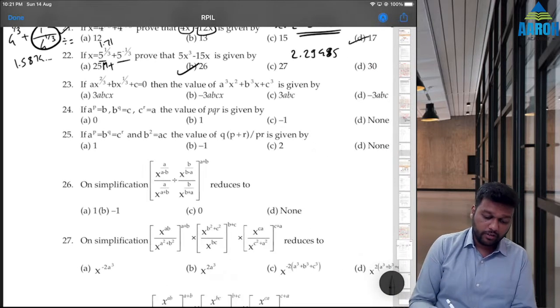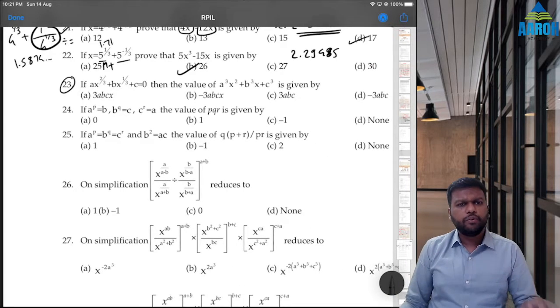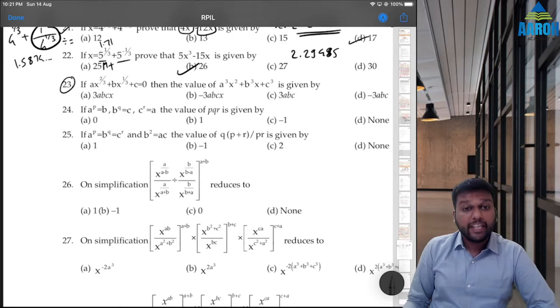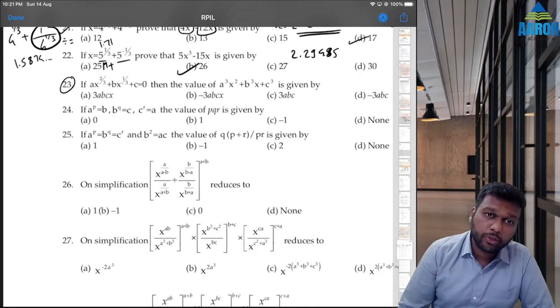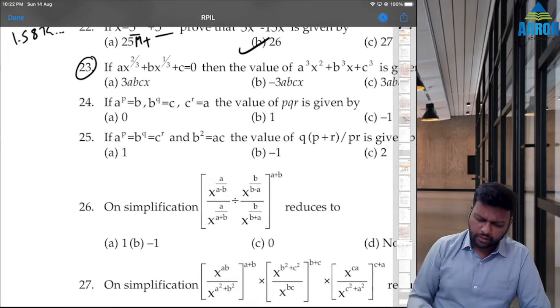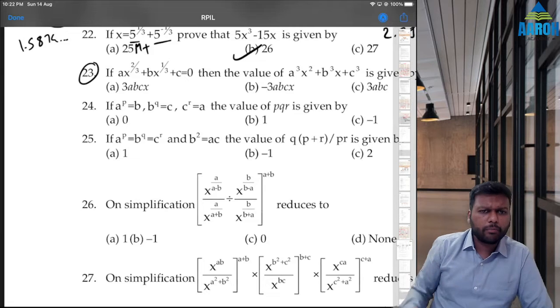Okay. 23 is a good one. If you go to solve it mathematically, then you will face issues because it is a very lengthy question. Not possible to do it in 1 minute. So let's assume some numbers. That is the best way. Okay. We'll put in numbers and check the options also.